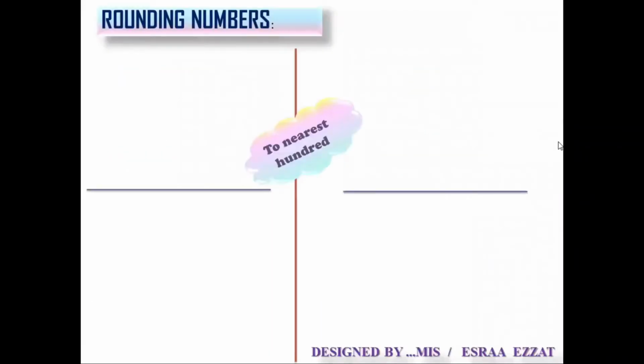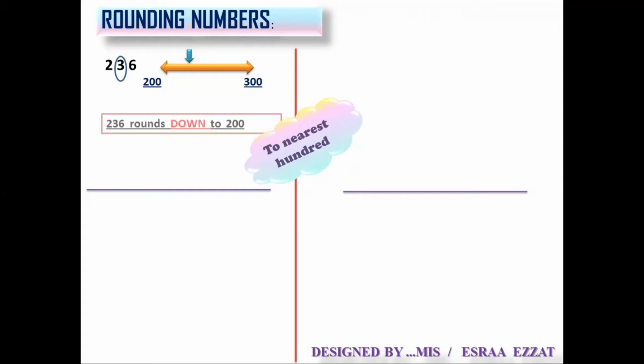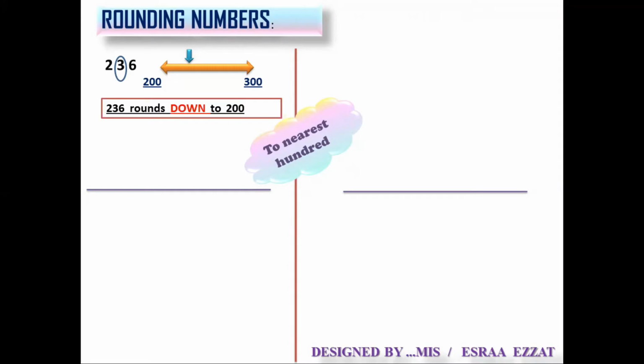Let's take more examples for rounding numbers. Rounding numbers to the nearest hundred. If we have a number like 236 and I want to round it to the nearest hundred, we know that 236 lies between 200 and 300 on the number line. So to round it to the nearest hundred, we will look at the tens place, which is 3 here, and we can find that 3 is less than 5. So 236 rounds down to 200.